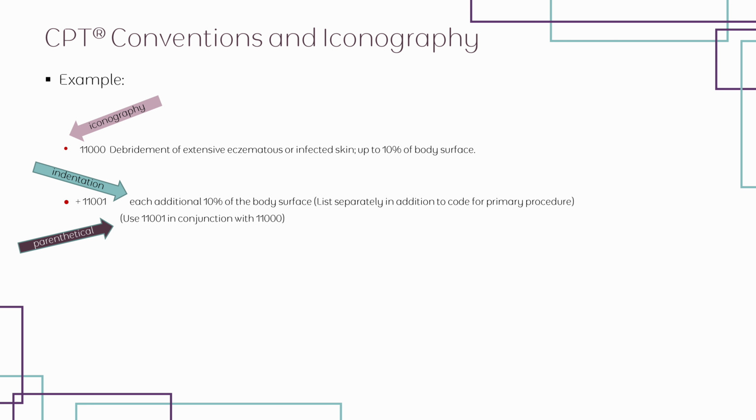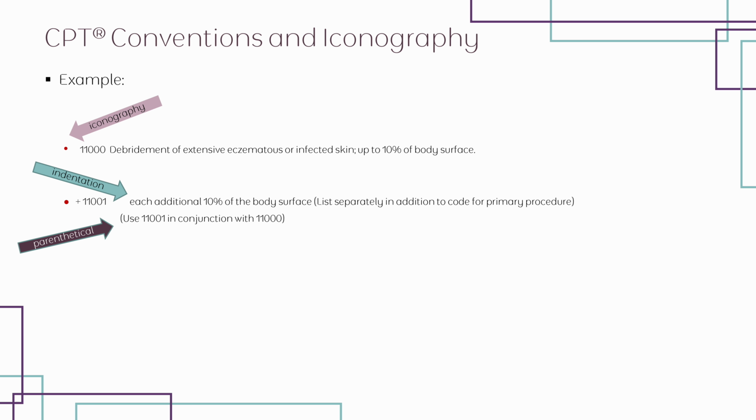Next, you'll notice a plus sign next to 11001. This symbol indicates that 11001 is an add-on code, and add-on codes are used to report procedures that are performed in addition to primary procedures, and they can never be reported alone.